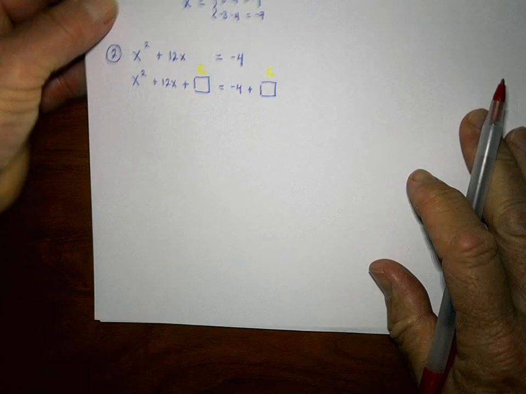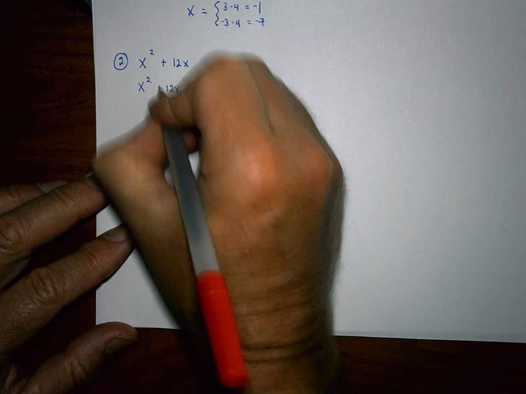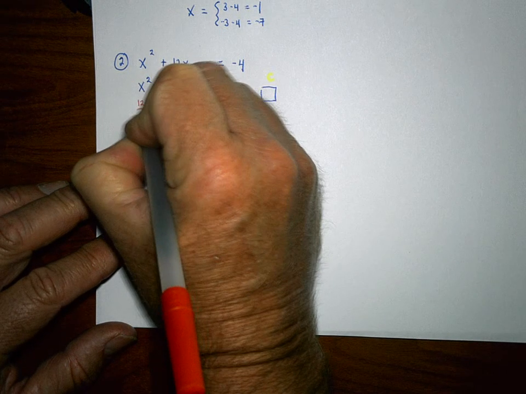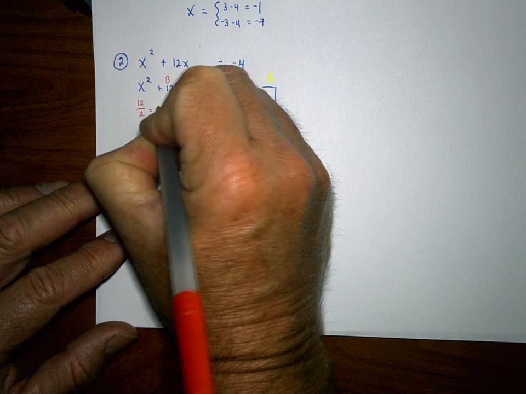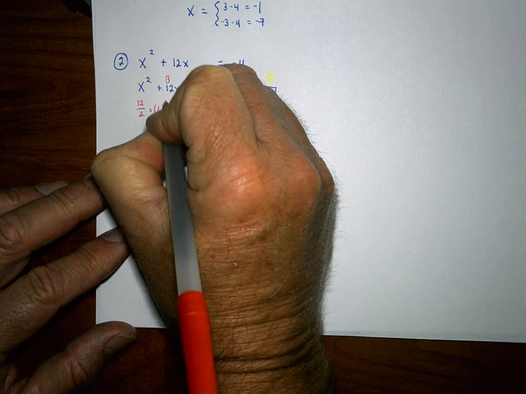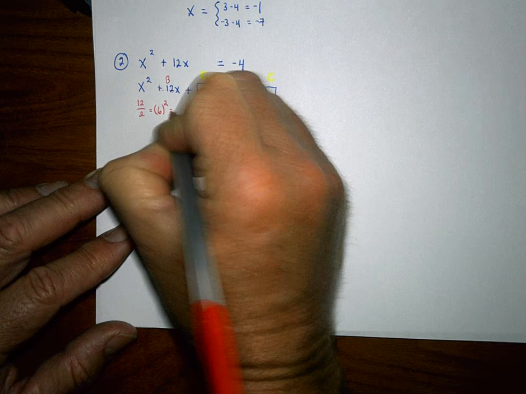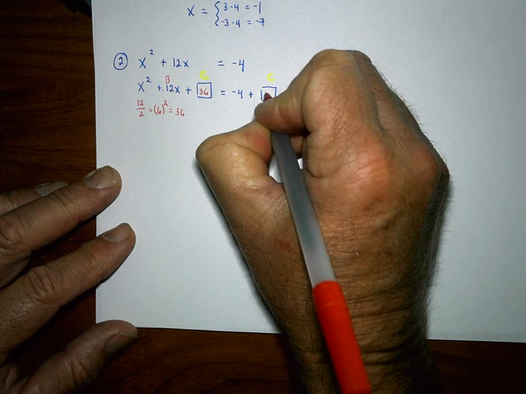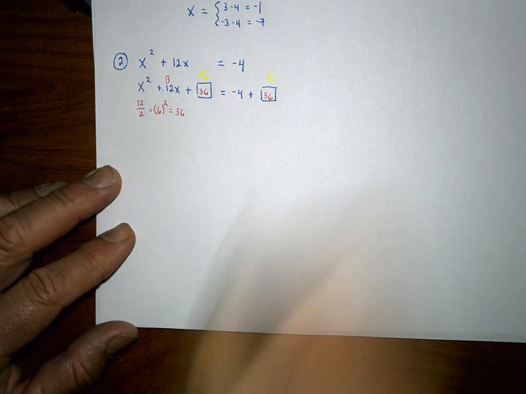All right, so I'm going to take my b value right here, which is positive 12. Remember, I'm going to divide it by 2. That is equal to 6. Then I'm going to evaluate that to the second power. 6 to the second power is 36. And that's going to be my new c value. And I have to add my new c value to both sides of the equation.